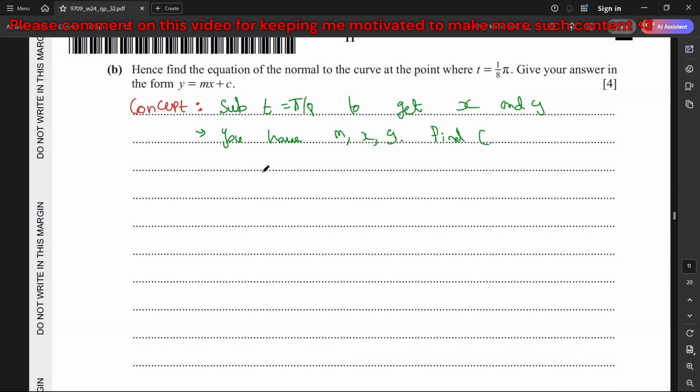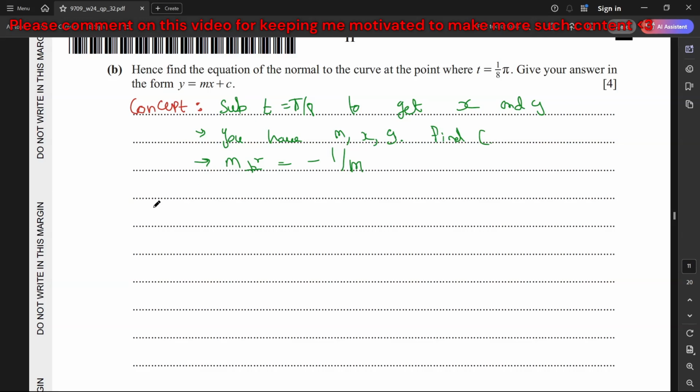Now for the second part, we are asked to find the equation of the normal to the curve at the point where t is equal to pi by 8. I'll just need to write one more concept over here: the m of the perpendicular is the same as writing minus 1 by m of the tangent. Based on that, I can solve this part B as well.